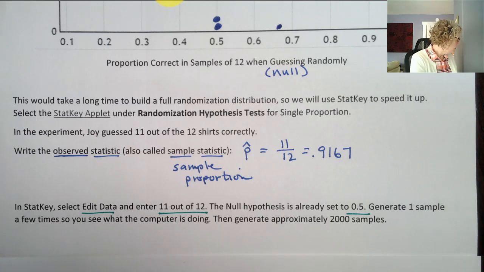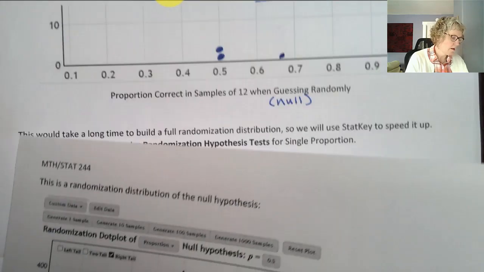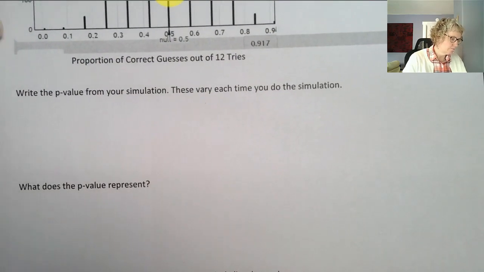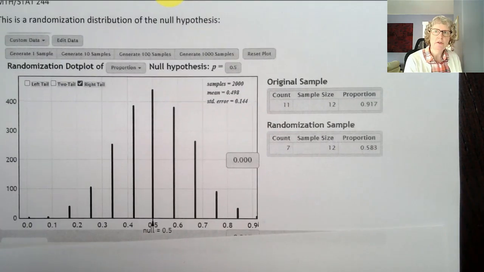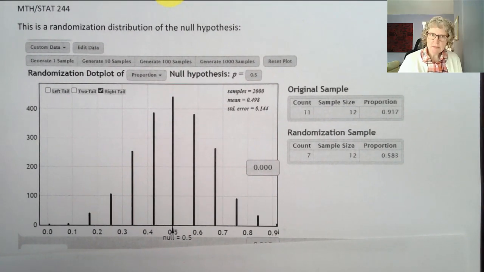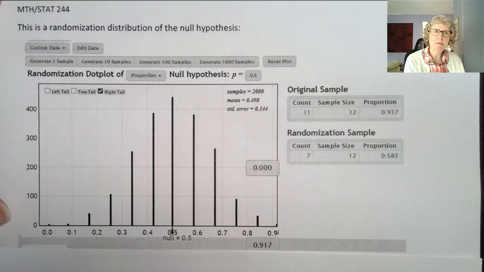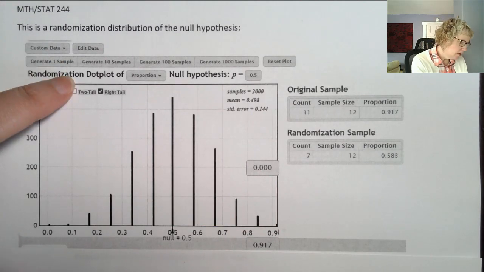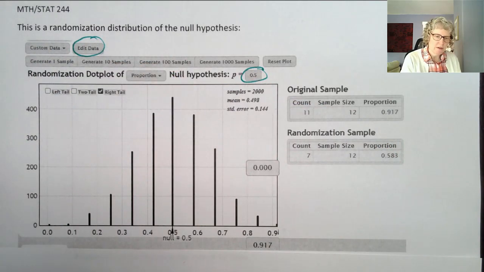Okay, let me get the next page here. Okay, now often I'll have screenshots so that you have that in your notes to remember what we did. So this is the randomization. This is a screenshot of the very same setup of the simulation. And so we did edit data, and then often you have to change the null, but this one was the default value.